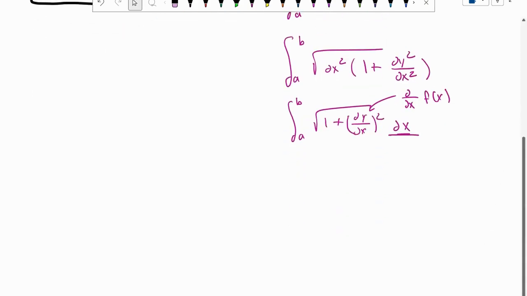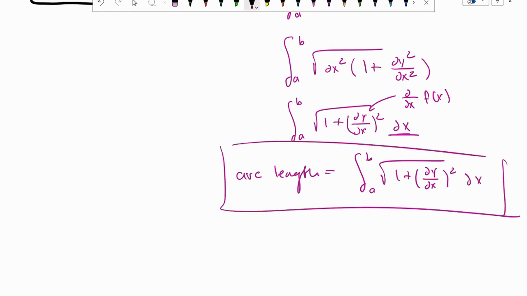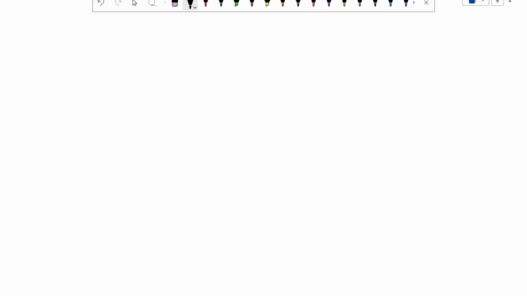So, the usable formula for arc length is the integral from a to b of the square root of 1 plus dy over dx squared dx. This formula accumulates all of the infinitesimally small line segments to approximate the arc length most accurately. This is based on the Pythagorean theorem. Now, let's do an example.